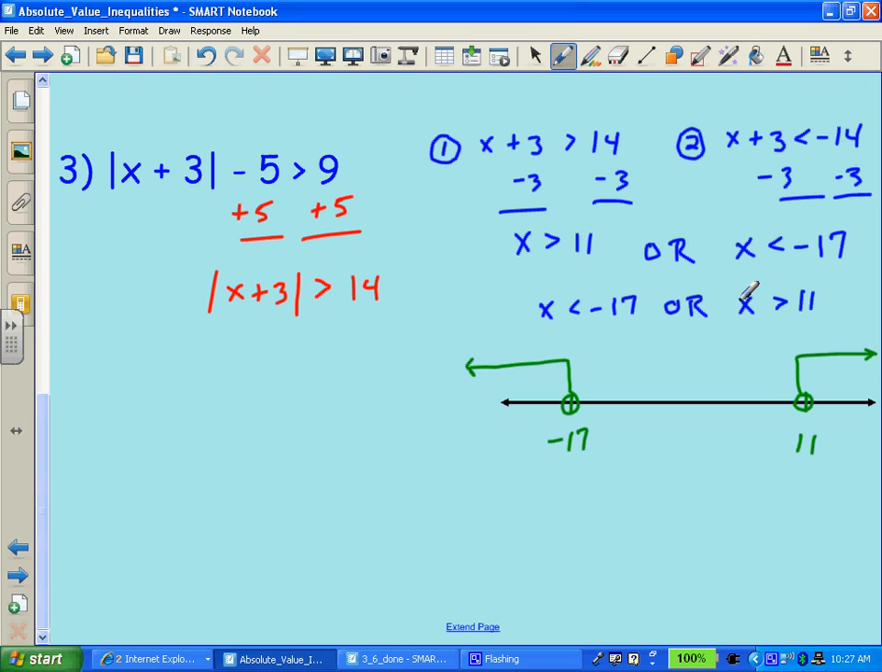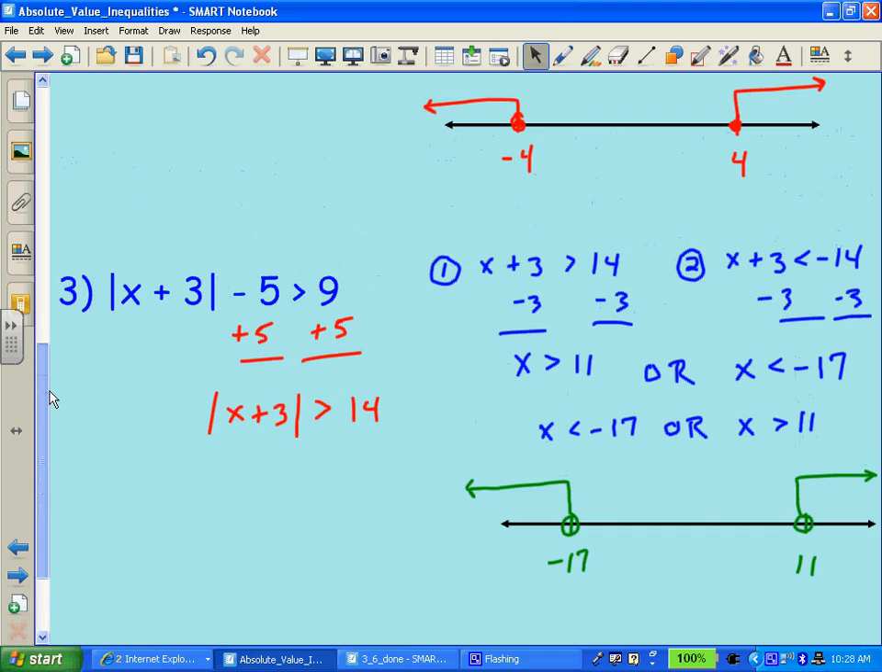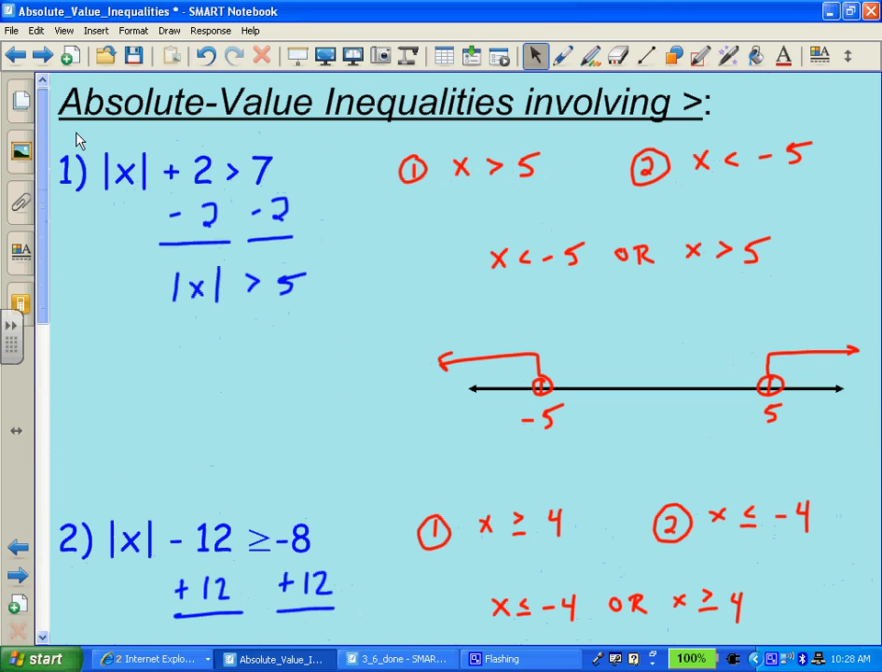Okay? So those are absolute value inequalities. Remember, they're kind of grouped by whether they're less than or greater than to start out with. We get the absolute value by itself, and we set up two cases where the second one we flip the sign and change the answer to negative.